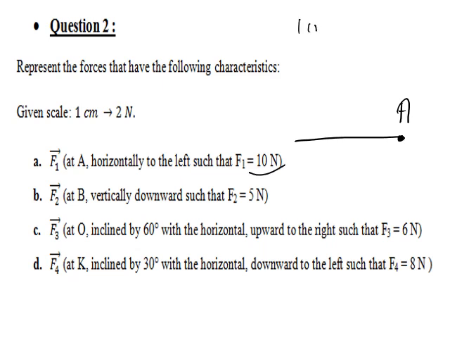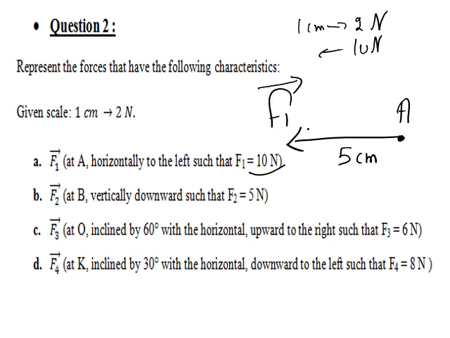So 1 centimeter gives 2 Newton. 10 Newton, how much? It's 10 times 1 divided by 2, it's 5 centimeters. So this should be 5 centimeters. And its direction is toward the left, so you have to put an arrow. And this is F1. F2, at point B, vertically downward. Vertically downward, meaning that it should be vertical, downward. This is point B, for example, vertically downward, 5 Newton.